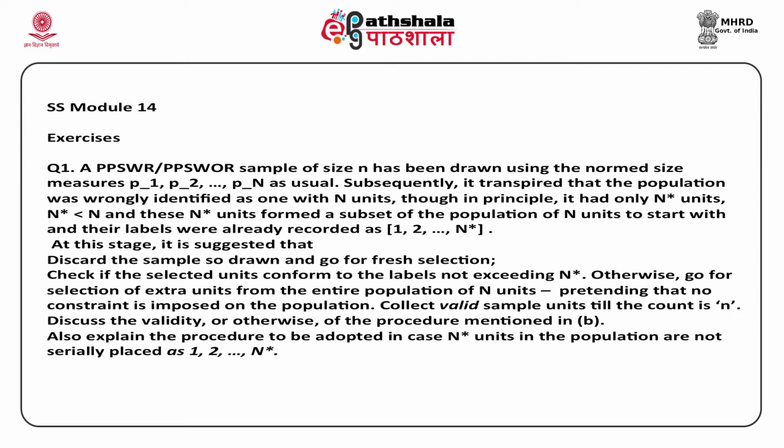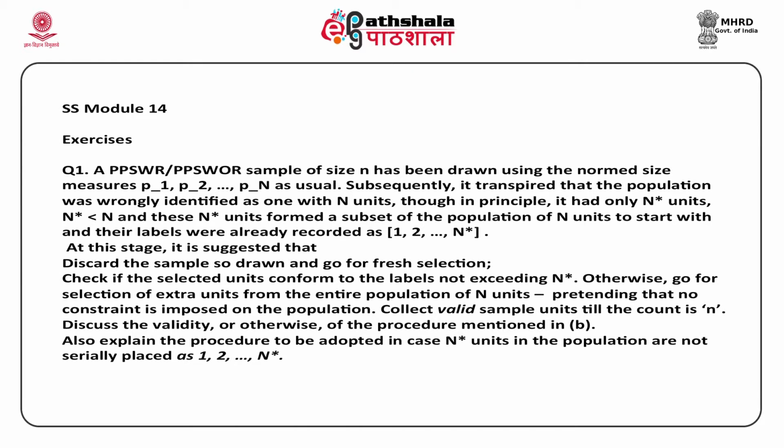At this stage, it is suggested that discard the sample so drawn and go for fresh selection. Other thing is, check if the selected units conform to the labels not exceeding n star. You have already taken a sample, check if the selected units conform to the labels not exceeding n star, because n star is your limit. Otherwise, go for selection of extra units from the entire population of capital N units, pretending that nothing has happened, no constant is imposed. Now, collect valid sample units till the count is little n.